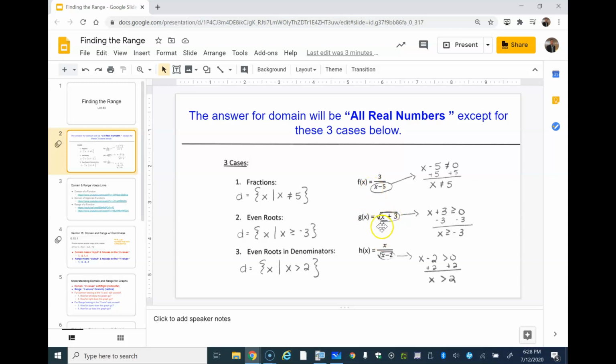For square roots, remember what I talked about in the lecture, that you cannot have a negative inside a square root. So that's why we have it greater than or equal to 0. Yes, it can be equal to 0 inside the square root. It just has to be a positive number. So anything greater than 0 has to be a positive number. And then when we have even roots in the denominator, you just have greater than 0, because it has to be positive because of the square root, and then it cannot be equal to 0 because it's in the denominator.